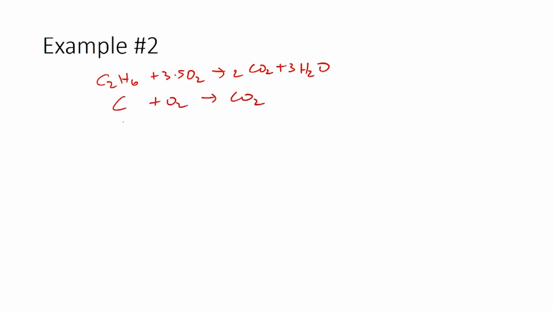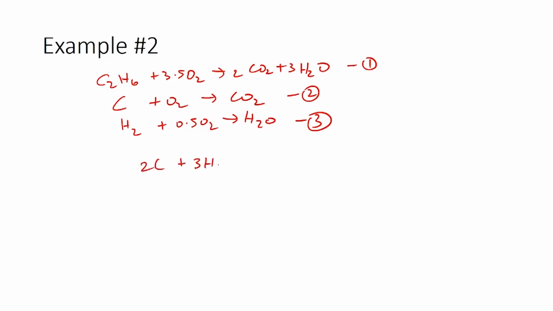Let us look at the equations we had. The first equation we had was C2H6 plus 3.5 O2 gives 2 CO2 plus 3 H2O, and the second equation is C plus O2 gives CO2, and the third equation is H2 plus 0.5 O2 gives H2O. So, let us call these equations 1, 2 and 3. From here we have to get the fourth equation, which is 2C plus 3H2 gives C2H6.